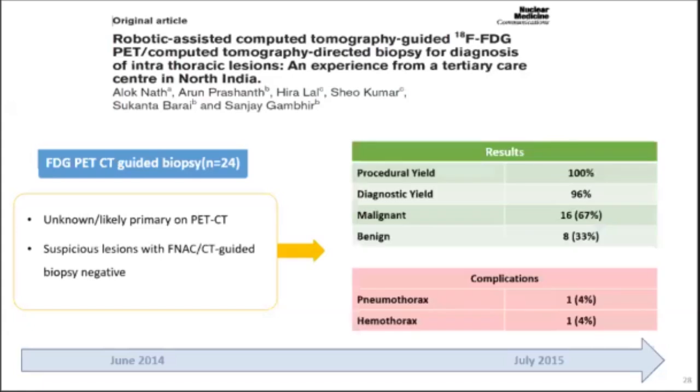So the results were that the procedural yield came out to be 100%, and the diagnostic yield was 96%. 2/3 of the patients turned out to be malignant, and 1/3 of the patients turned out to be benign. In the complications, only one patient suffered pneumothorax and hemothorax, which resolved spontaneously on subsequent follow-up.